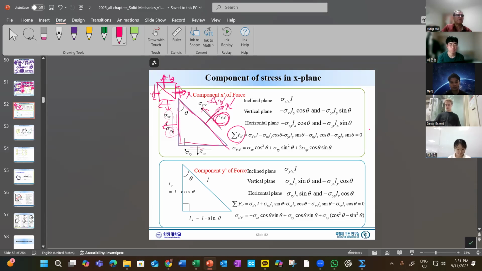Sum of forces in x prime. What is x prime? X prime is a direction like this. So we have this force on this incline. How do we get this one? Now, very importantly, to get the force, we always have to multiply by the cross section, because this is a distributed load. So that's why sigma x prime times L. Now we define this one as L.